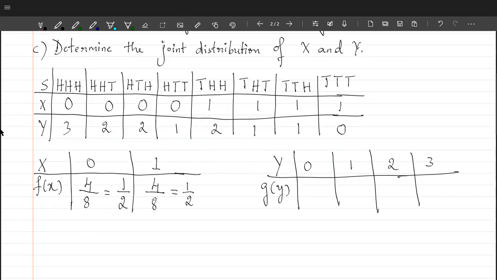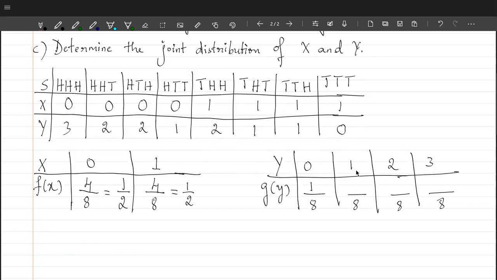Again here, how many total cases are there? 8 cases are there. So total cases are 8 for all of them. And let's see the favorable cases here. What is the probability that y takes the value 0? So how many such cases are possible here? There is only one case which is favorable for this outcome. So the first probability is 1 by 8.